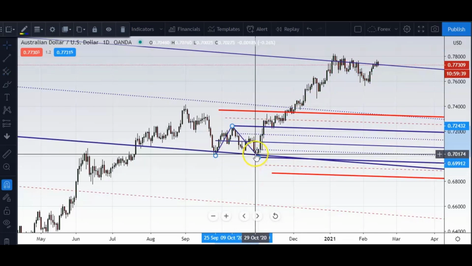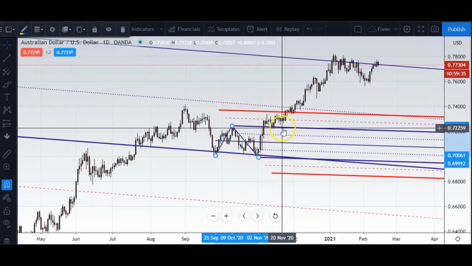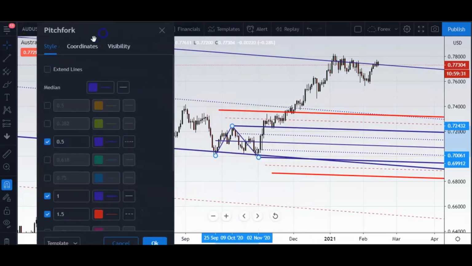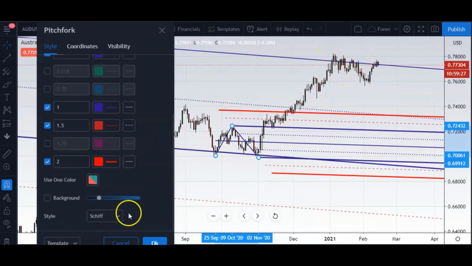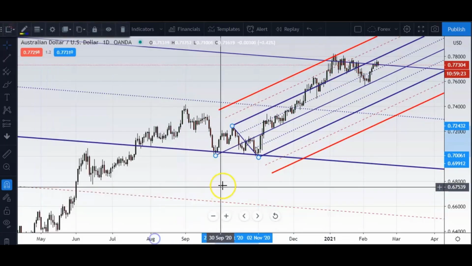Now, this obviously would have probably given you a trade over here, but because we're dealing with a strong trend, we need to slope it in the direction with a pitchfork that is going to define this strong upwards move, and the only one that's going to be doing that is the original pitchfork over here.